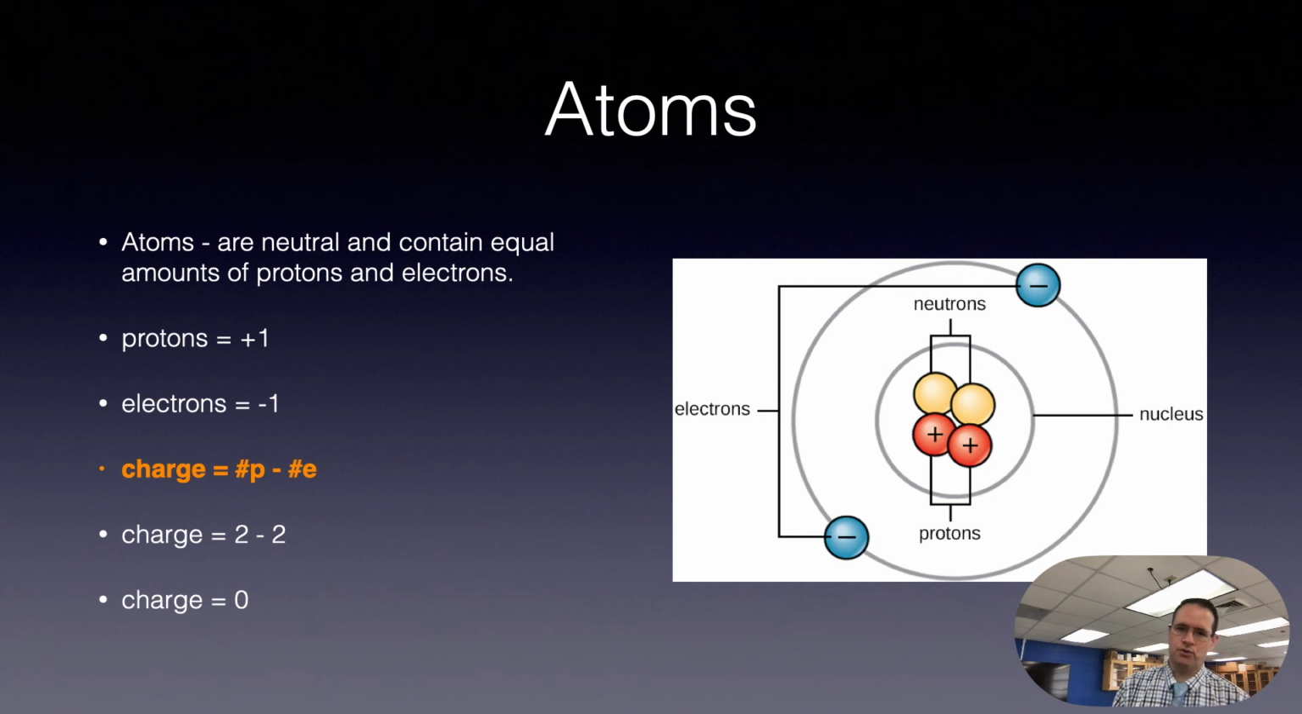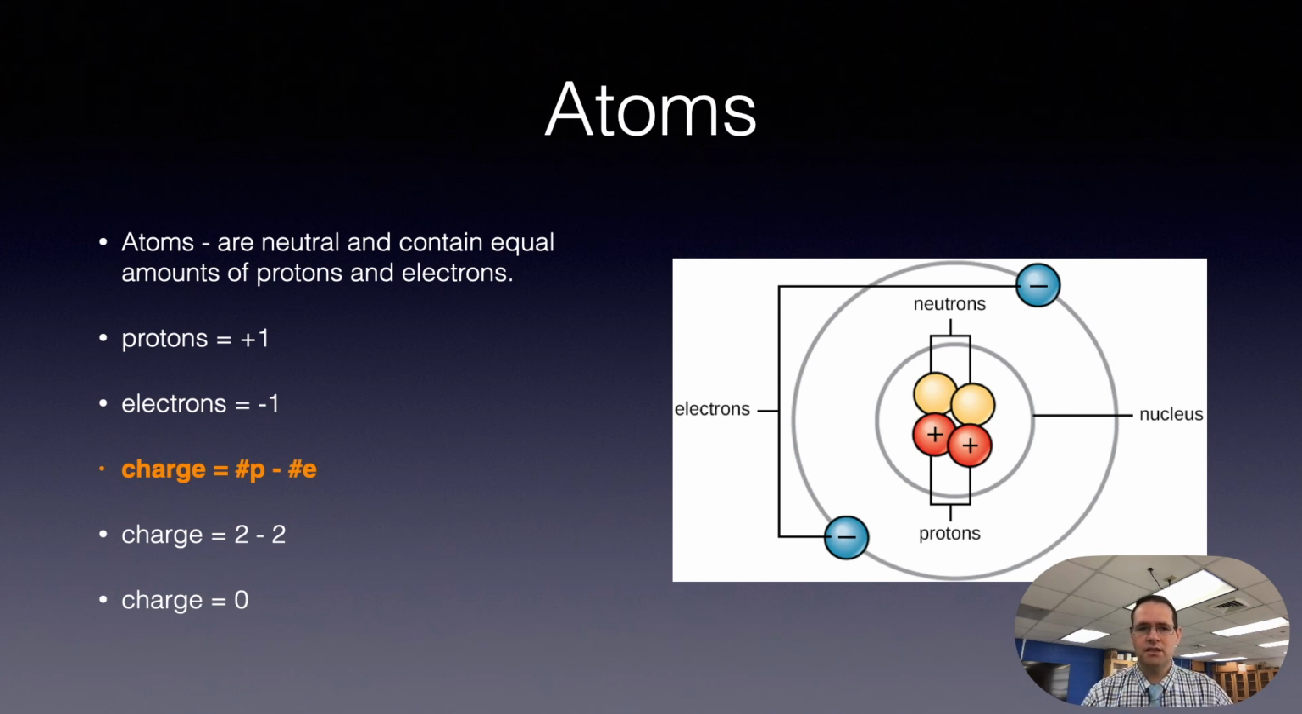Atoms are neutral. This means they contain equal parts of the positive and negative parts of the atom, and they have equal numbers of protons and electrons. It's critical in this video to remember protons have a charge of +1, each electron has a charge of -1, and we're going to use this charge formula throughout. The charge of a creature, or an atom or an ion, is equal to the number of protons minus the number of electrons. So let's count the protons up.